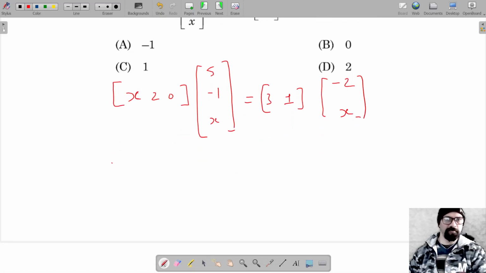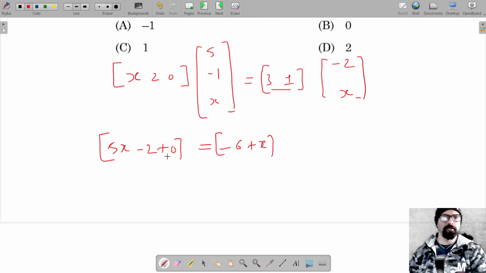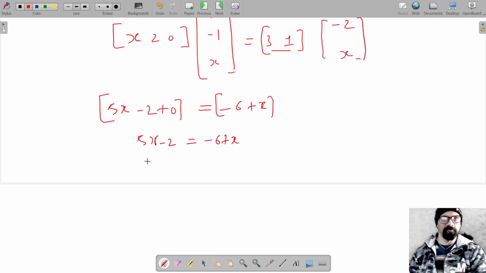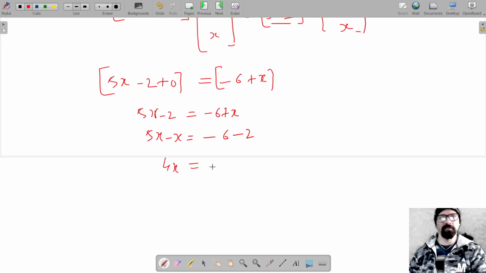Okay, so let's multiply this. This is 5x minus 2 and 0, so it will have only one element. This is 3, negative 2 plus x. So 5x minus 2 is equal to minus 6 plus x, because we have only one element in both these matrices. Which gives me 5x minus x is equal to negative 6 minus negative 2. So this is 4x minus 8, which gives me x is equal to negative 2.